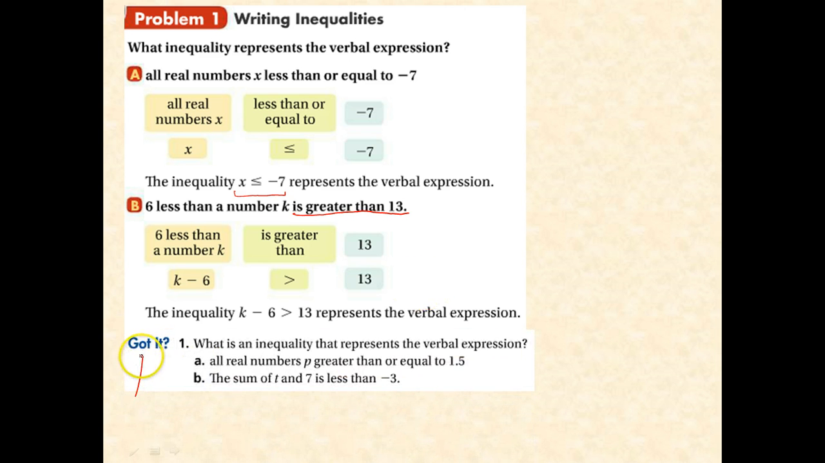So let's see if you can do these. Go ahead and pause and push play when you're ready to check. So all real numbers p greater than or equal to 1.5 is p ≥ 1.5. The sum of t and 7 is less than -3. Well, the sum of t and 7 is t + 7, is less than -3.